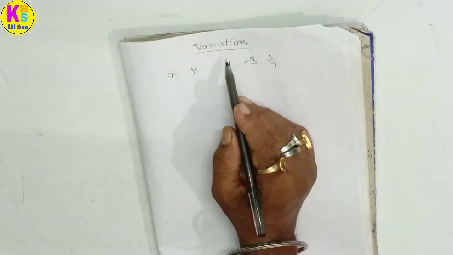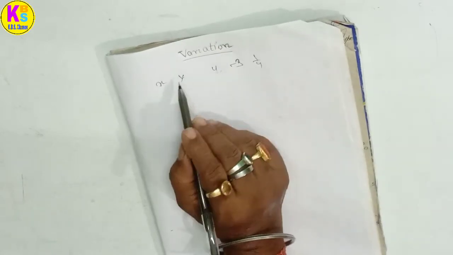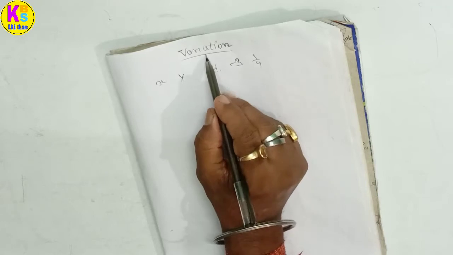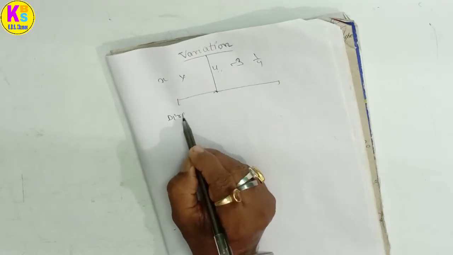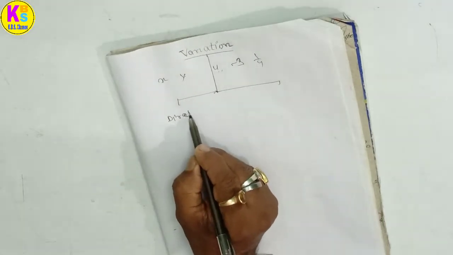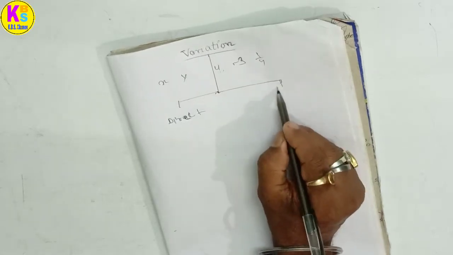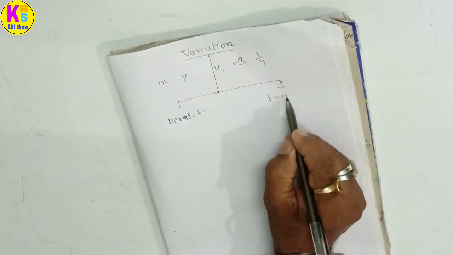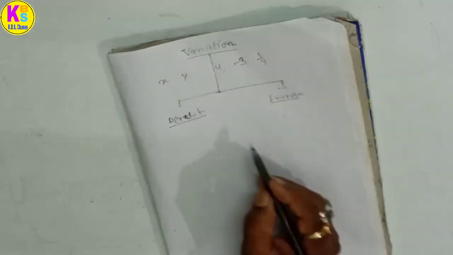In this chapter we shall study variation, and variation is of two kinds: direct variation and another is inverse. So direct variation and inverse variation.